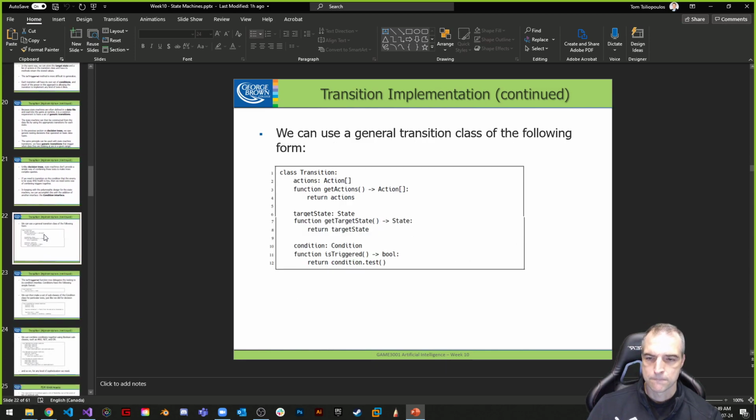So what you can do instead is you have some kind of class transition, and you have a set of actions, right? And then your target state, and you get the target state. You can do that, which returns the targets. This is just the class transition and how it's been defined.